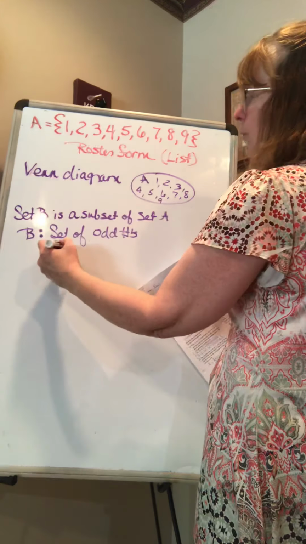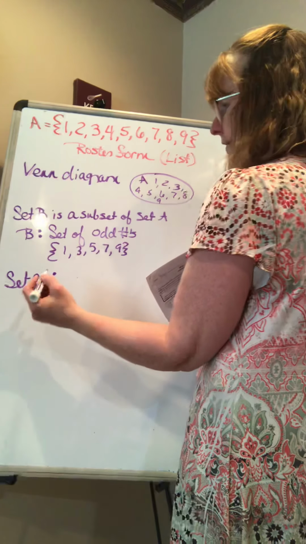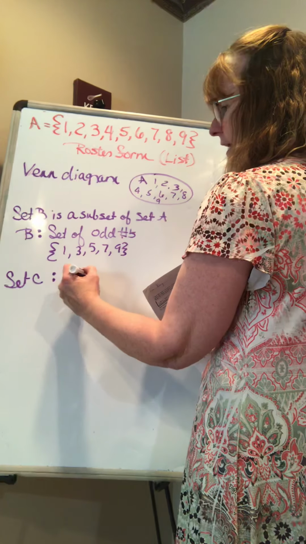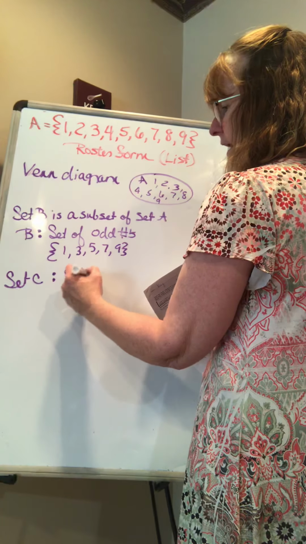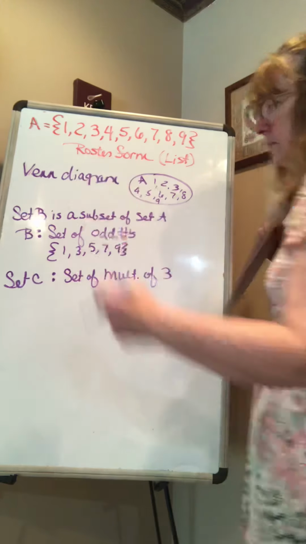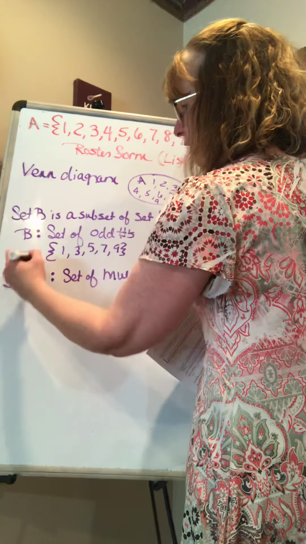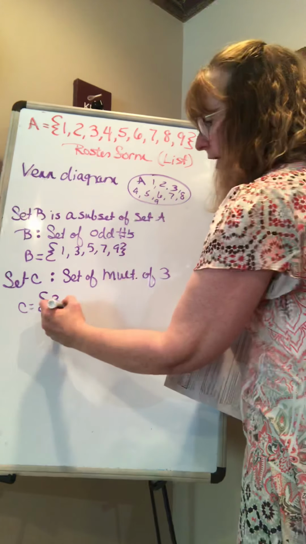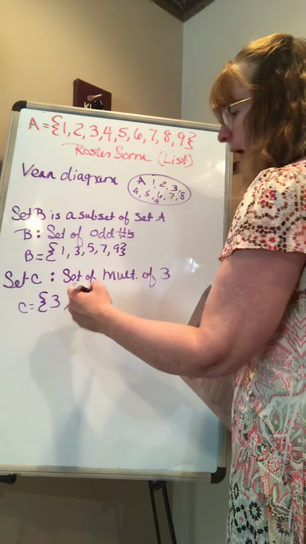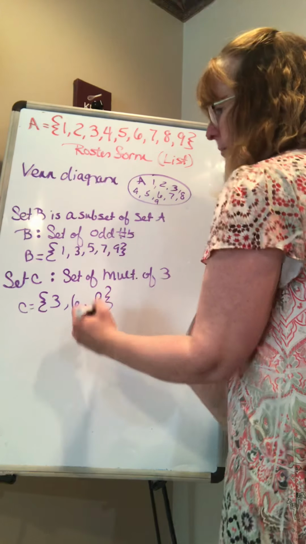Now, let's take another subset. Let's have set C. And let's define set C as a set of multiples of 3. So it's in the 3 times tables. So now set C would be 3, which is in the 3 times tables, 6 is in the 3 times tables, and 9 is in the 3 times tables.